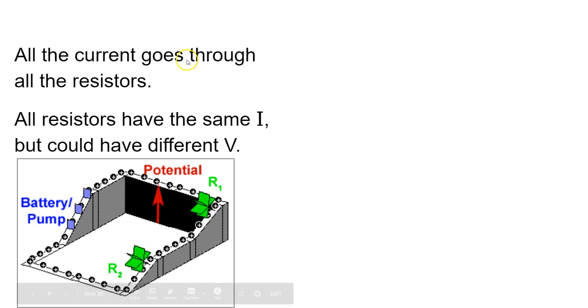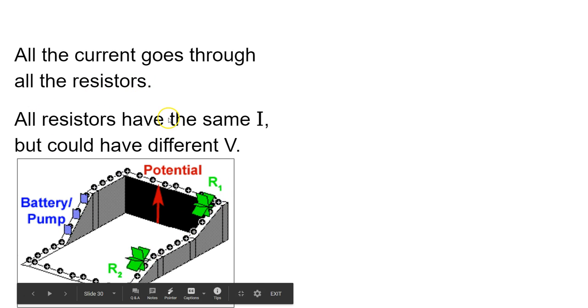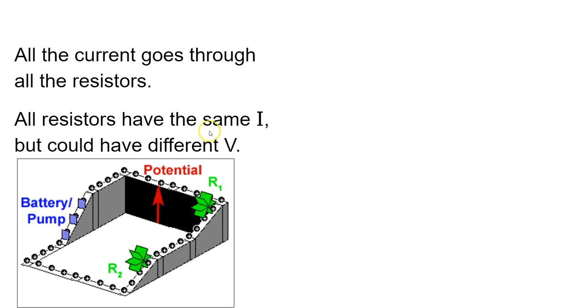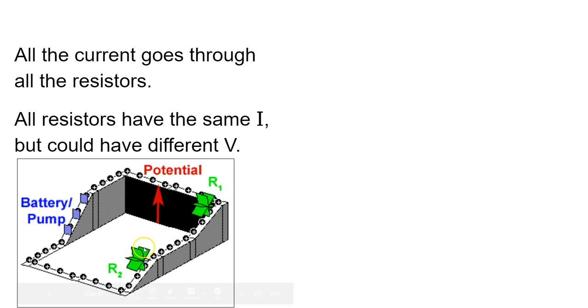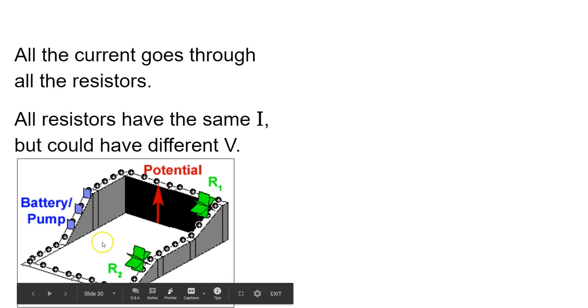So this one we've got two in a row. All the current goes through all of the resistors. You can see that. All of the resistors have the same current, but could have different voltages or different potentials, right? Like you could have more of a drop here than over here. But all of the electrons are going through each of the pumps. They're all in a row.